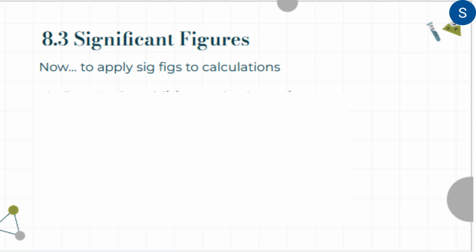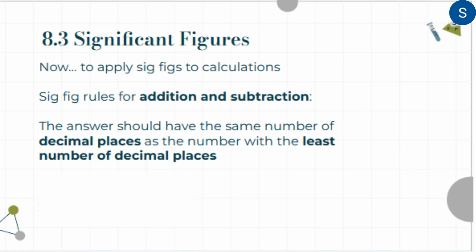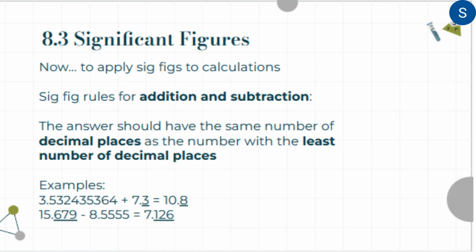Now that you are an expert at counting significant figures, it is time to apply them to calculations. Firstly, the rule for addition and subtraction is the answer should have the same number of decimal places as the number with the least number of decimal places. Here are some examples. In the first problem, we keep one decimal place because 7.3 is the decimal with the lowest amount of decimal places, since it only has one decimal place while the other decimal has 9 decimal places.